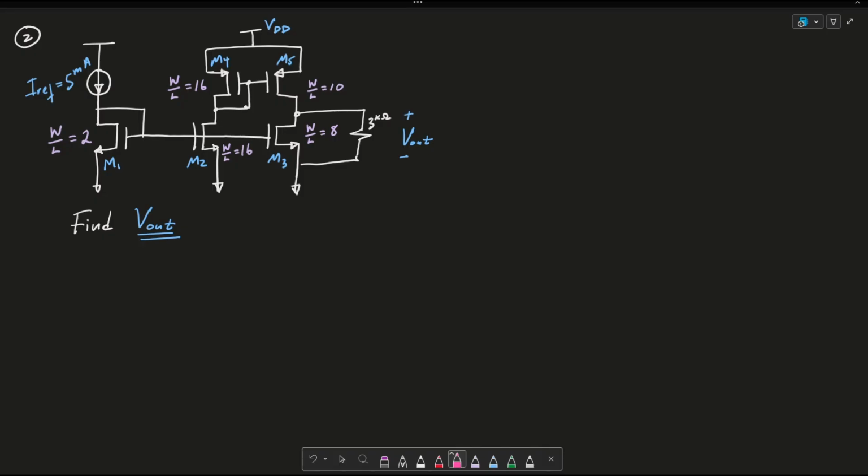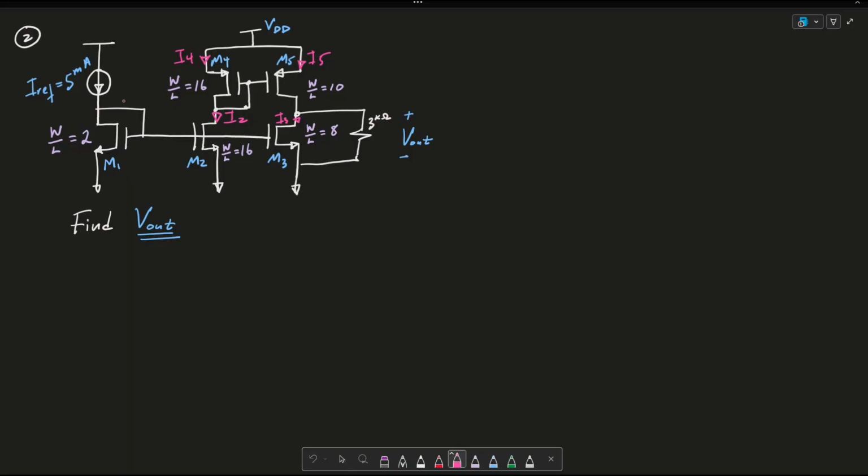Okay, so let's go ahead now and solve for the second problem. And what I want to note are a couple of things. The first thing is that the current here I'm going to call I2. The current flowing through M4 I'm going to call I4. The current flowing through M5 I'm going to call I5. And the current flowing through M3 I'm going to call I3.